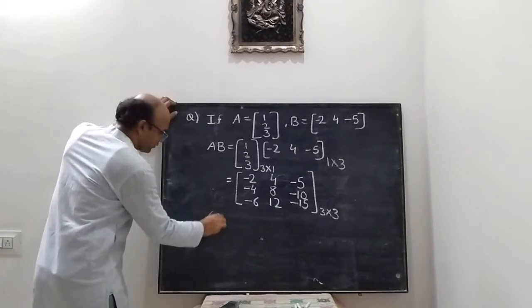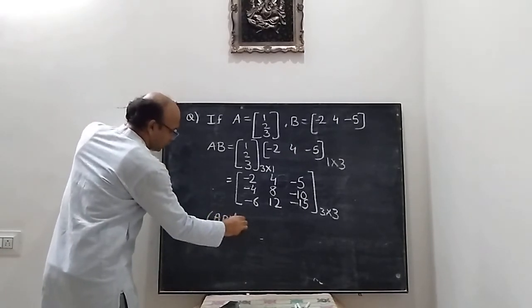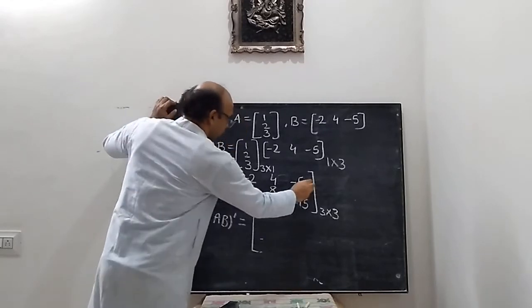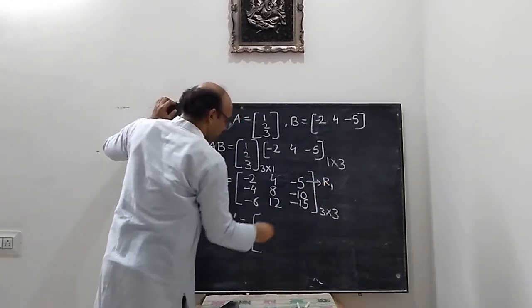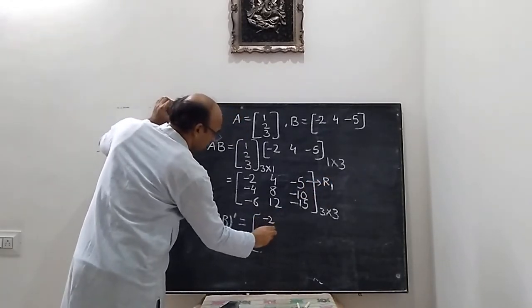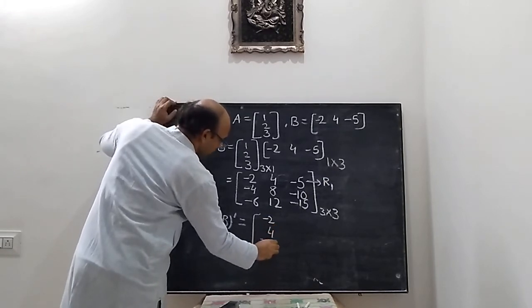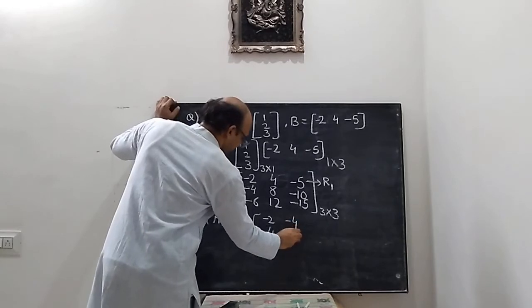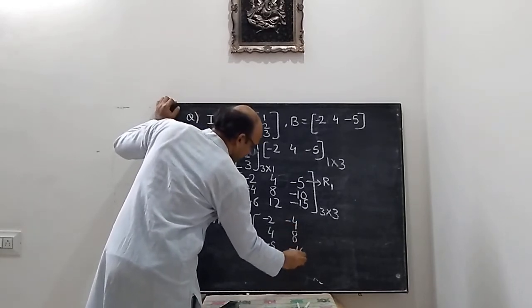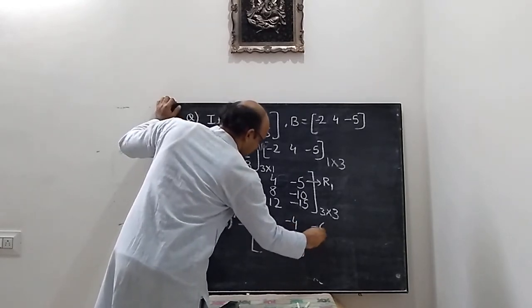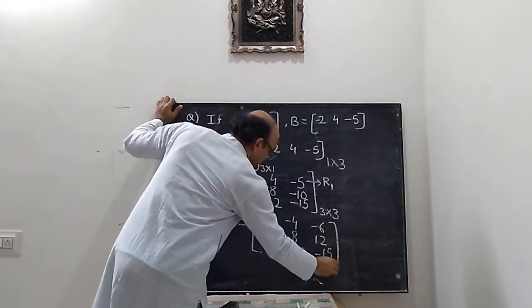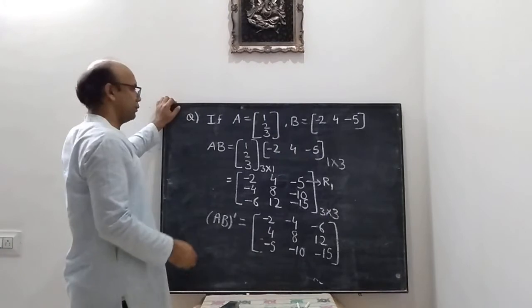Now if you take the transpose of this, AB whole transpose, the first row now becomes the first column. So minus 2, 4, minus 5. Then you have the second row becoming the second column, minus 10, minus 6, 12 and minus 15. So this is AB whole transpose.